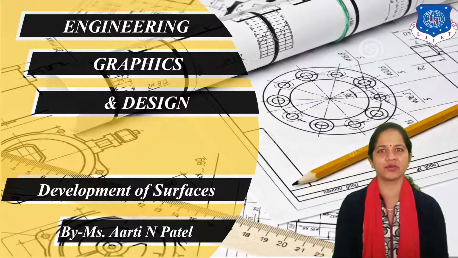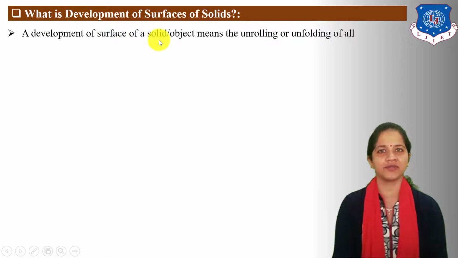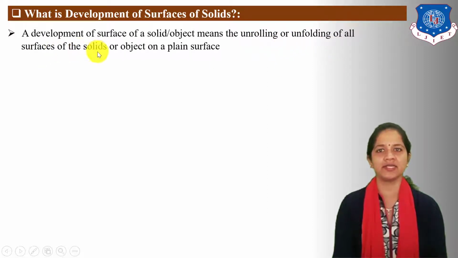In this session, we are going to start the new chapter, which is Development of Surfaces. So first, let us understand what is development of surfaces of solids. A development of surfaces of a solid or any object means the unrolling or unfolding of all surfaces of the solid or object on a plane surface.